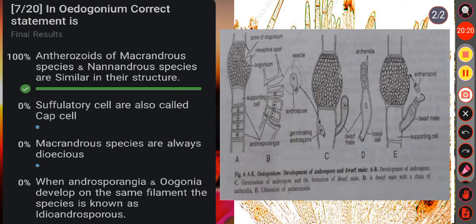Okay, then in option B, that is, sufflatory cells are also called cap cells. No, sufflatory cell and cap cell are different. Generally, the oogonial mother cell divides transversely into an upper oogonium and a lower supporting cell or sufflatory cell, right? The supporting cell may again function like an oogonial mother cell and form another oogonium and supporting cell. Okay, then what is a cap cell?